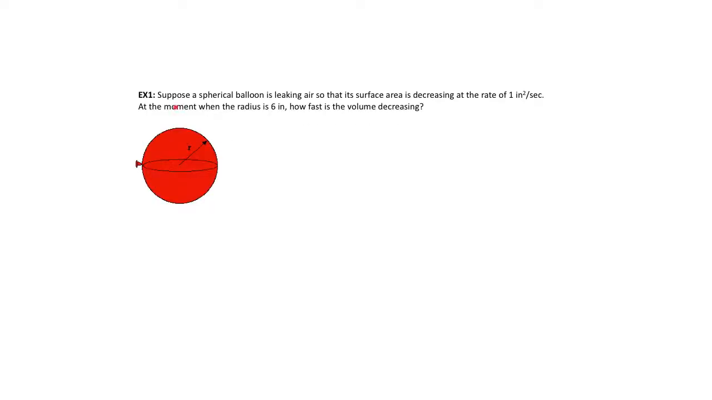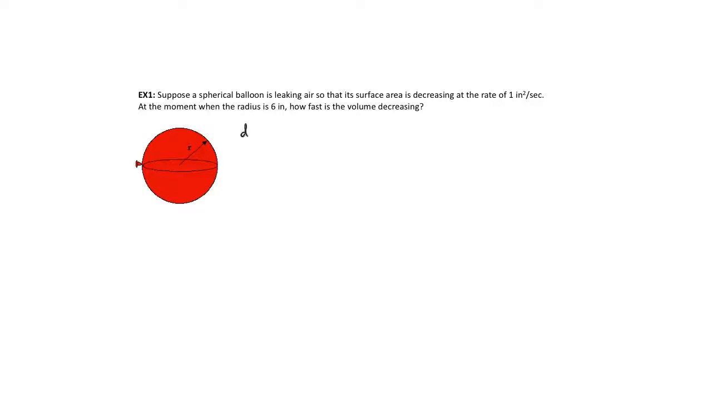In example 1, we are being told that we have a spherical balloon, so a balloon that is in the shape of a sphere. And this balloon is leaking air so that its surface area is decreasing. The surface area is decreasing at the rate of 1 inch squared per second. At the moment when the radius is 6 inches, how fast is the volume decreasing? So if you notice here, the radius and the volume are changing with respect to time.